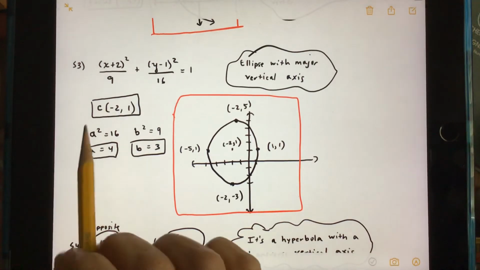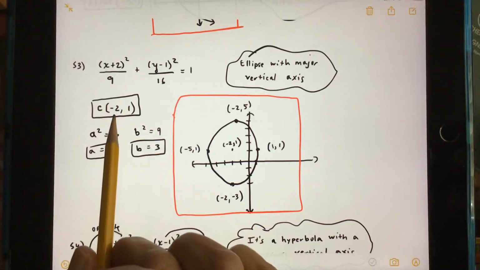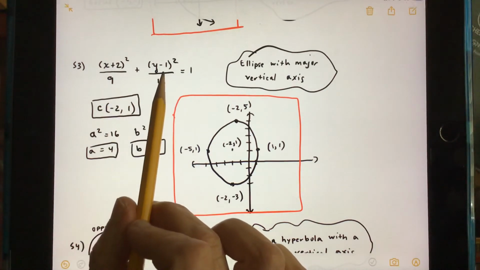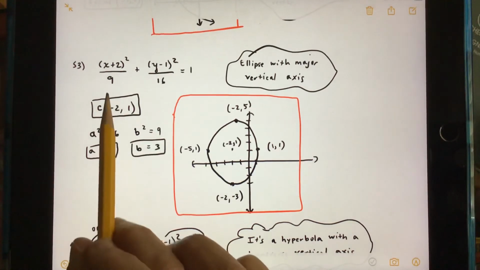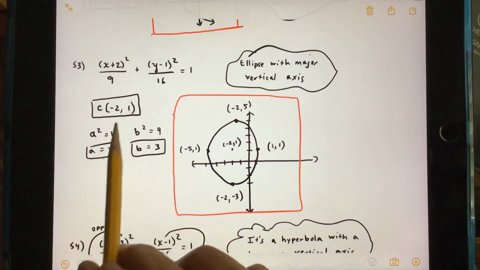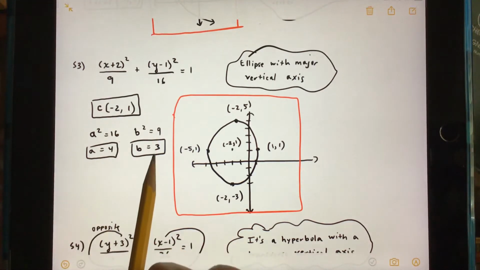Let's find the center of this ellipse. So the center will be the opposite of the number next to the x, -2, the opposite of the number next to the y, so +1. So there's our center, and we put it down. Then pull off our a squared and our b squared. So here's our a squared, 16, so a is 4. Here's our b squared, 9, so b is 3.